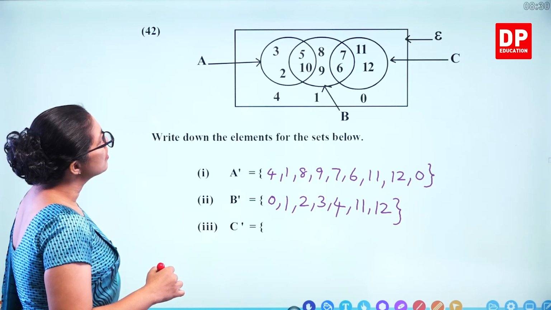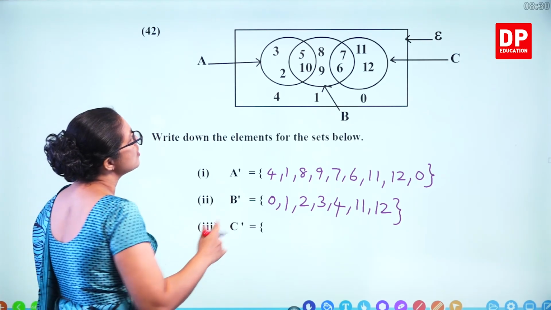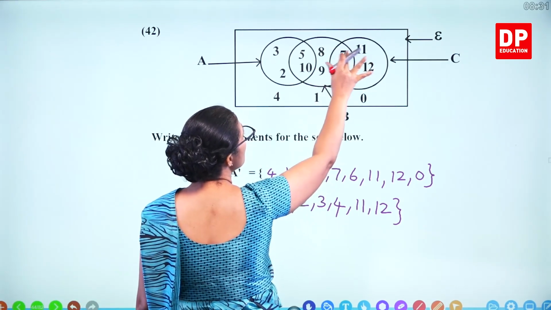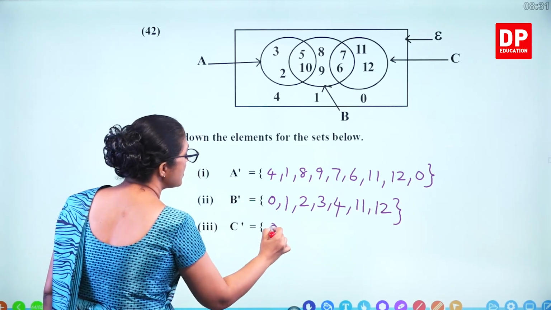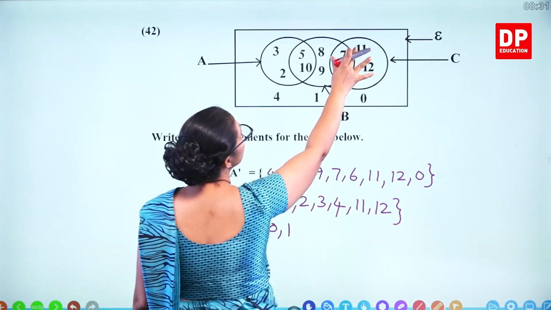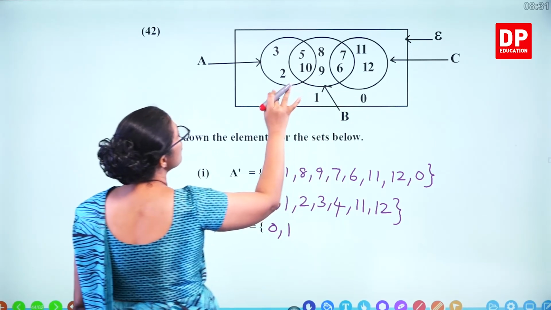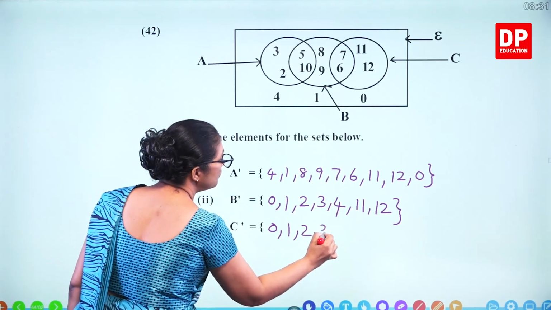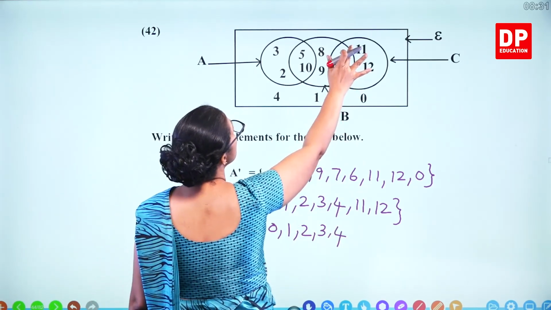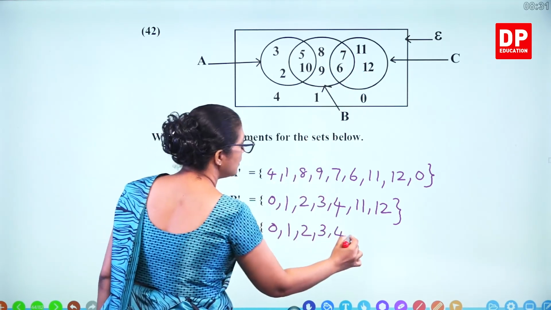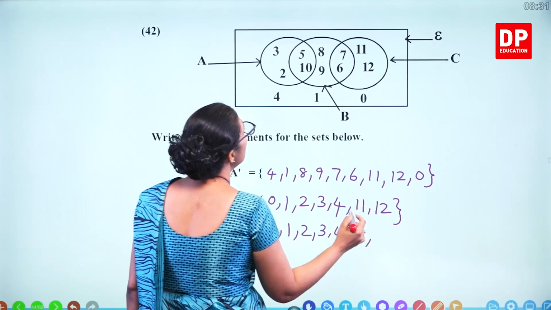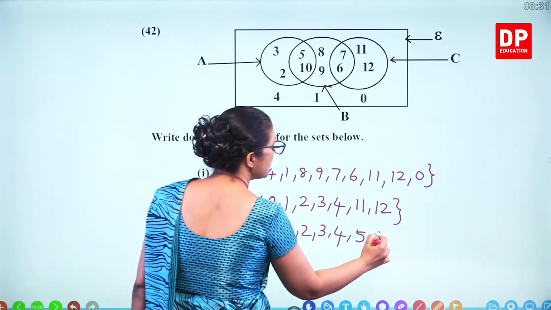C dash. C dash is everything outside C. Close C circle and write down all the elements. 0, 1, 2, 3, 4. So 0, 1, 2, 3, 4, 5, 8, 9, 10.